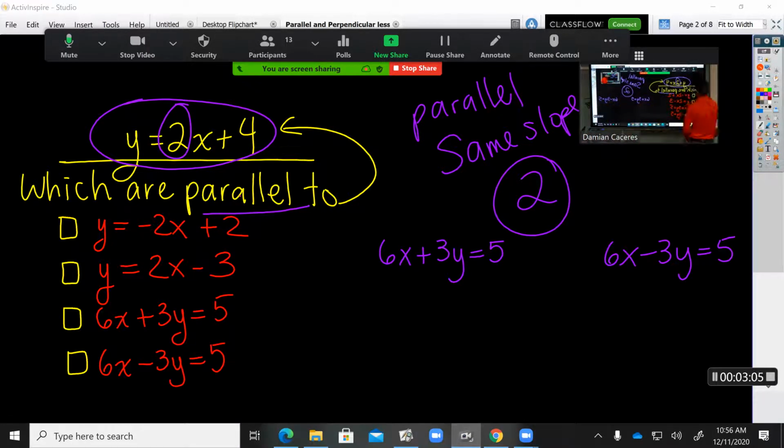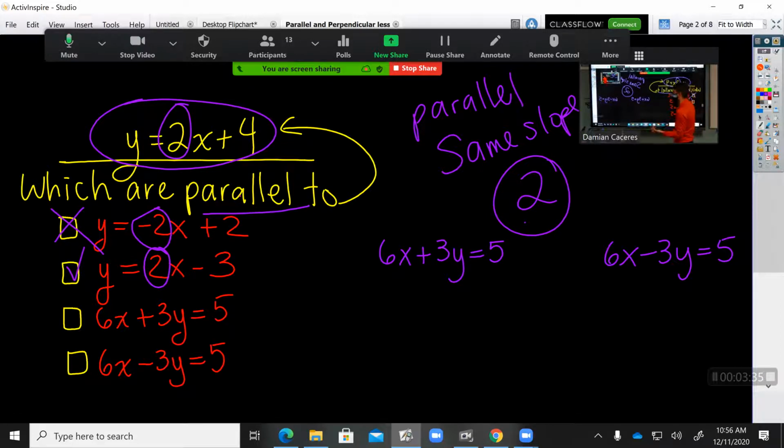Alright, so on the first two, y is already by itself, which means it's in slope-intercept form. So we can already see the slope and the y-intercept. All we care about though is the slope, not the y-intercept. So this one has a negative 2 slope. Is negative 2 the same as positive 2? No, it is not. This one has a slope of positive 2. Positive 2 is the same as positive 2. So B is checked.